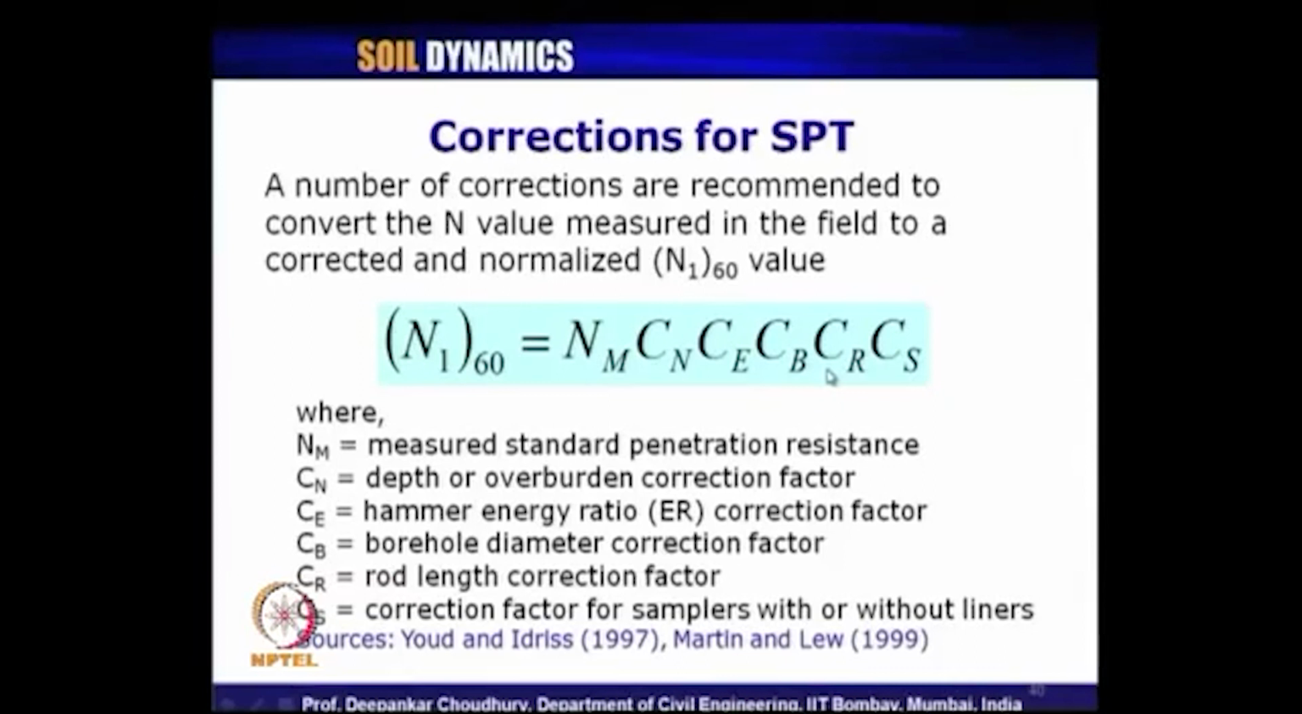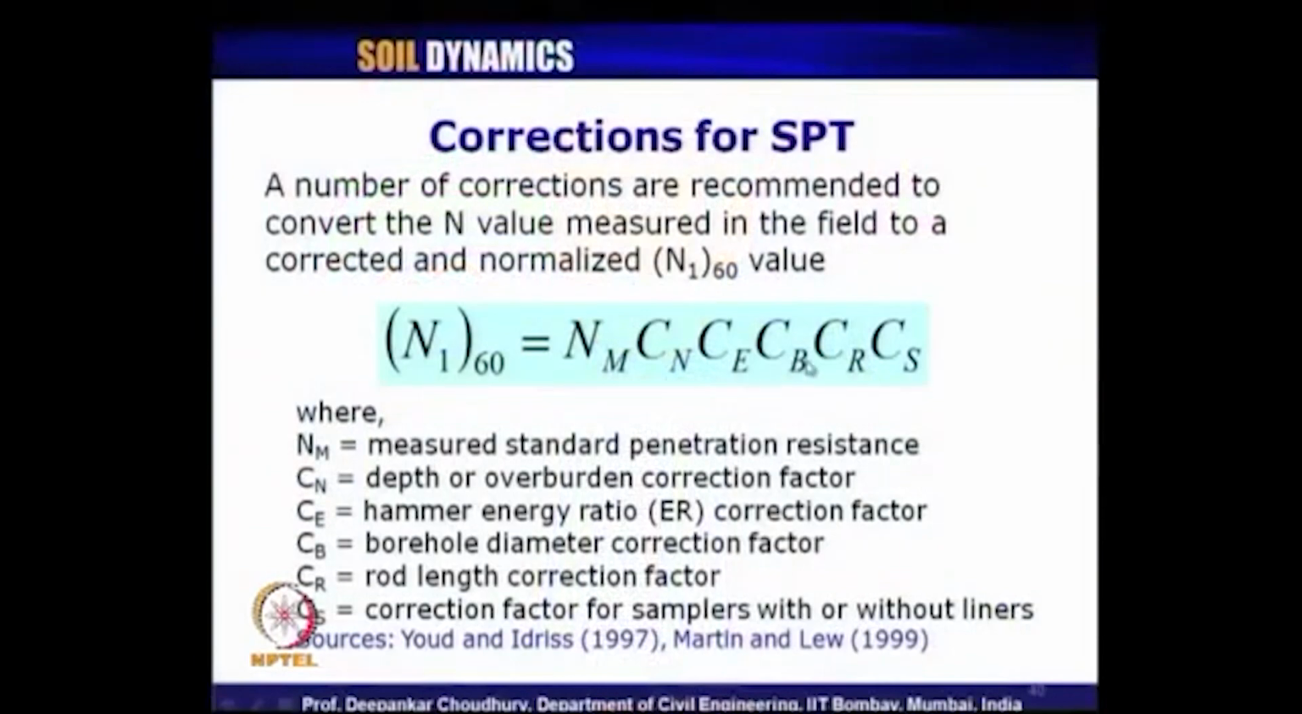Why is CR required? Rod length correction factor. See, there is a standardized length of the rod given to you, for which you do not need any correction. Suppose that rod is not utilized, you have used some larger rod or some smaller rod. Depending on a larger or smaller rod, the number of blows required to penetrate the last 30 centimeter will obviously change. If you have a long rod through which you are hammering the sampler and penetrating the soil, obviously it will penetrate much faster in that last 30 centimeter.